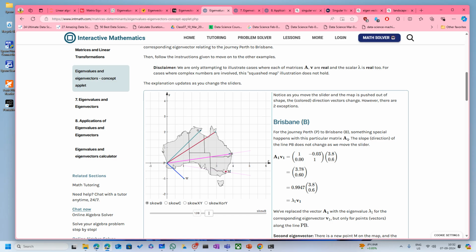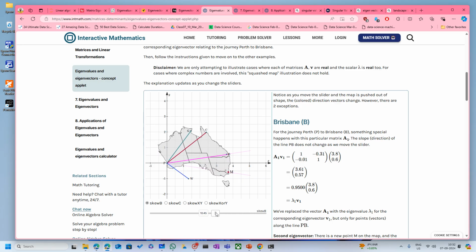So if each box here represents 1000 or maybe 500 kilometers, and I calculate the PB distance to be, let's just say, 2000 or 3000 kilometers. If I decrease like this, now the scaling has increased, each box now represents 1000 instead of 500, but the distance still remains the same. PB is still 3000, because each box is representing 1000, 1000, 2000, 3000.